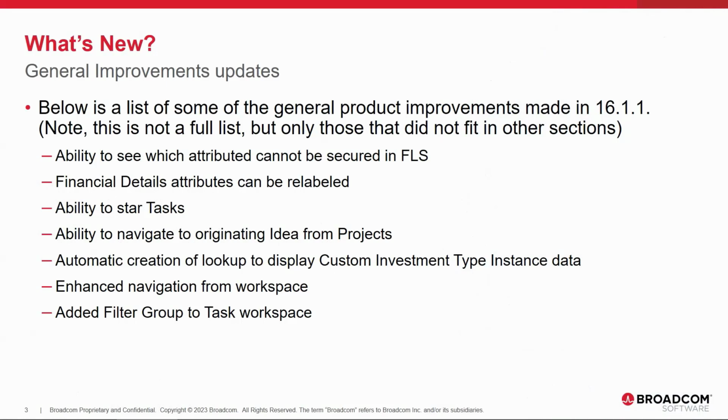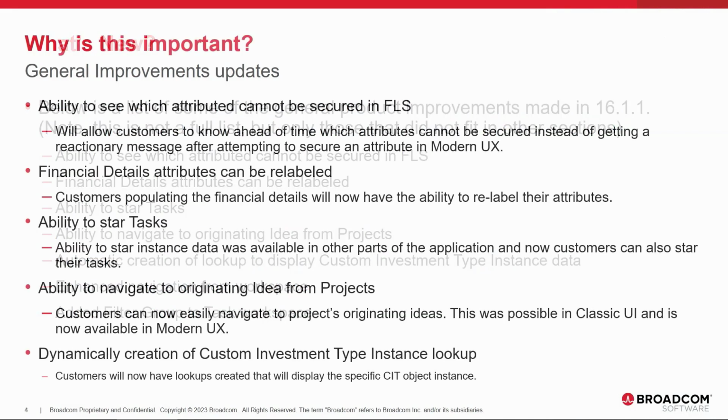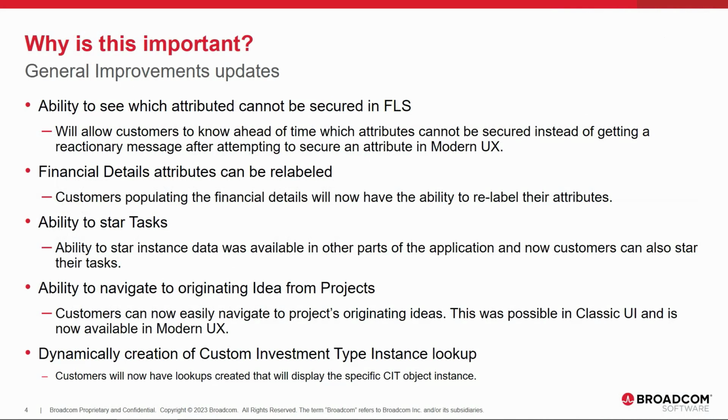In this specific section, we will be talking about the ability to see which attribute cannot be secured in field level security, the ability to relabel financial detail attributes in modern UX, the ability to star task, the ability to navigate to the originating idea from projects in modern UX, automatic creation of lookup that will display the custom investment type instance data, enhanced navigation from workspace, and added filter group to the task workspace. Each one of these were specific improvements and enhancements that came from the customer.